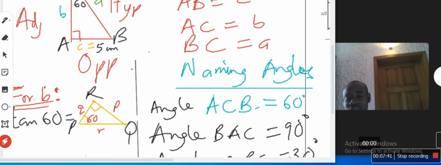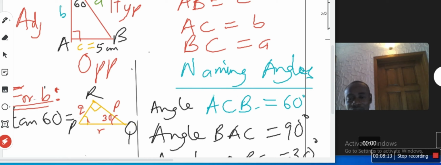So where is the adjacent? Q. The other side is the adjacent, the side that is with the given angle. Obviously, if this angle was given here, 30 degrees, where's the hypotenuse now? The hypotenuse will still remain the same, still R, because it is always facing angle 90 degrees.